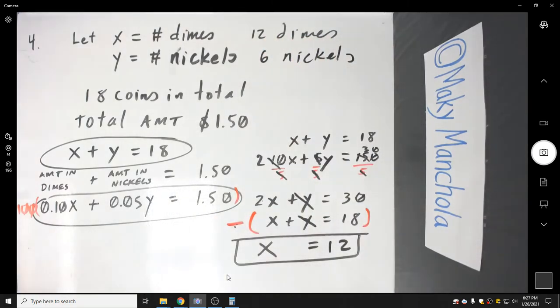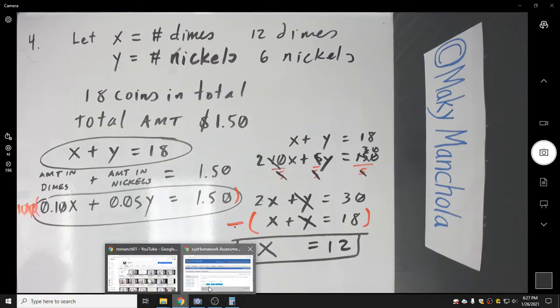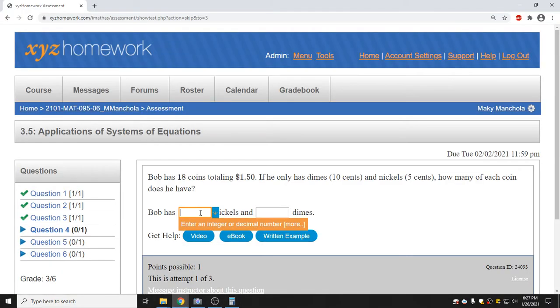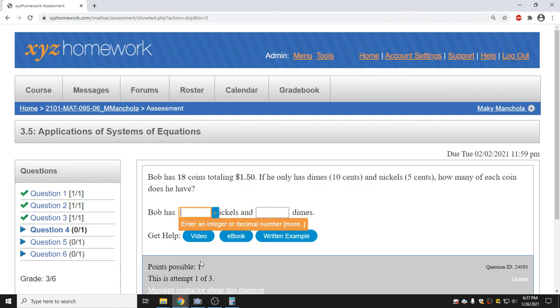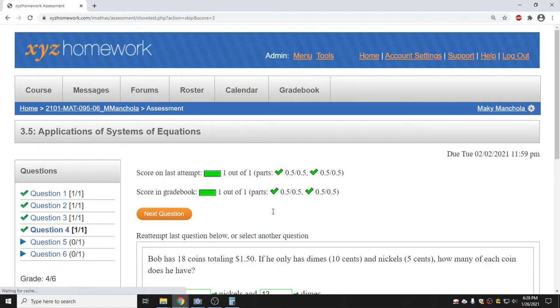Okay, so let's go check our answer, see how well we did. So Bob has how many nickels? Well, remember that was 6 nickels and 12 dimes. Now we check, and we got the answer.